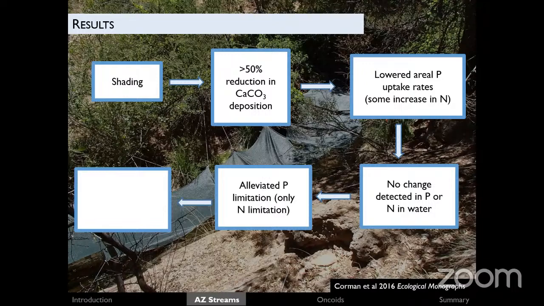But when we look at the things growing in that stream, we saw an alleviation of phosphorus limitation. And we saw an increase of percent phosphorus and percent nitrogen in the periphyton. The calcium carbonate is absorbing phosphorus in these systems, and it's reducing the access to the algae, despite the fact that they're so close together. So that was a pretty exciting finding.